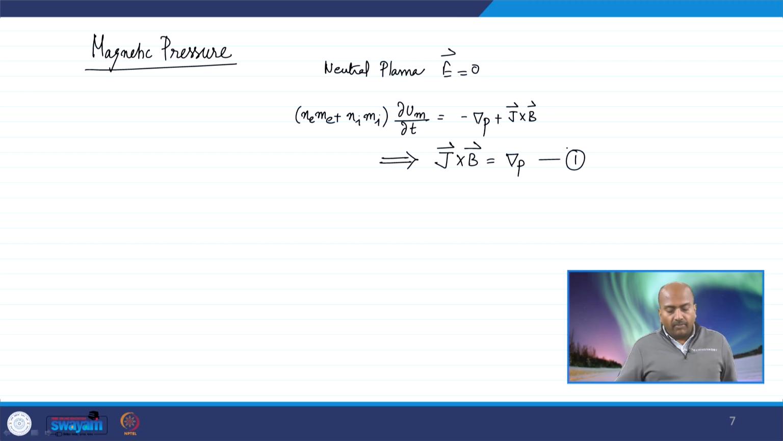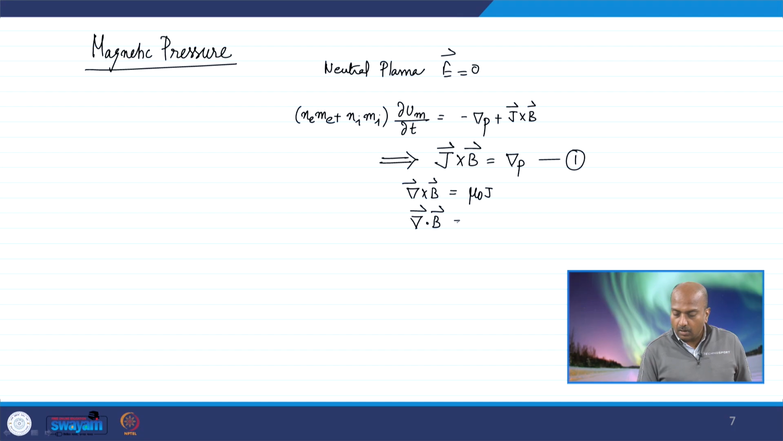In addition, from the Maxwell equation in steady state, we know that del cross B is mu naught J plus a time varying term. Because we have assumed steady state, we can write del cross B to be equal to mu naught J, and we already know that del dot B is 0. We call this 2, and we call this 3.